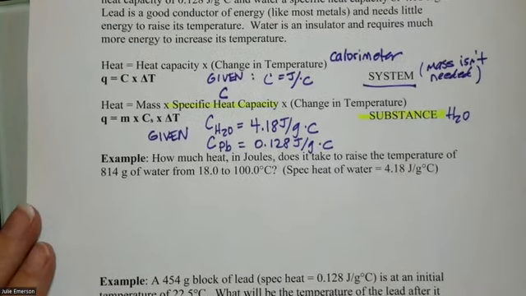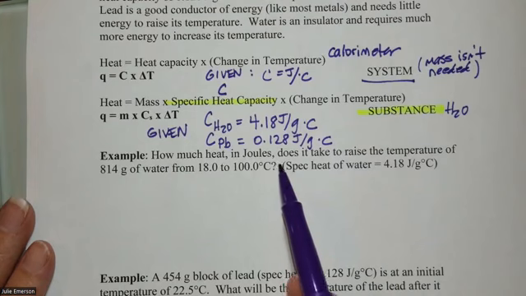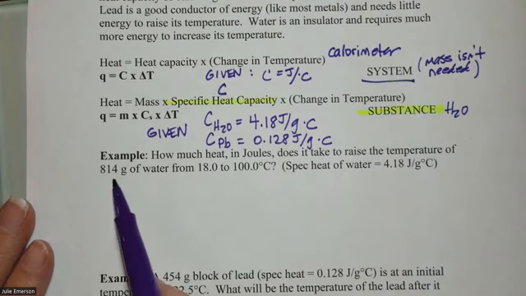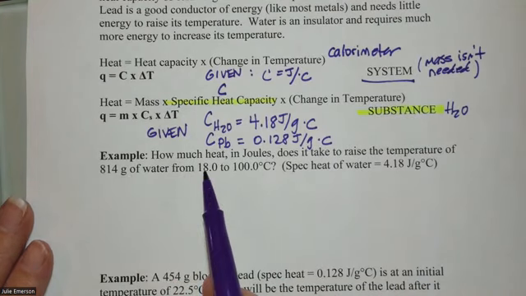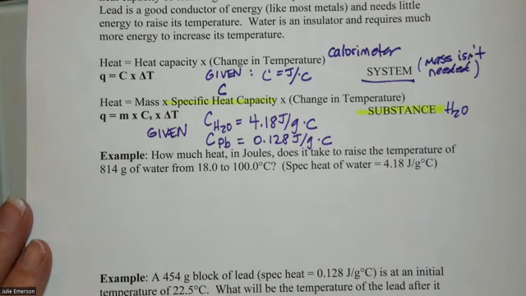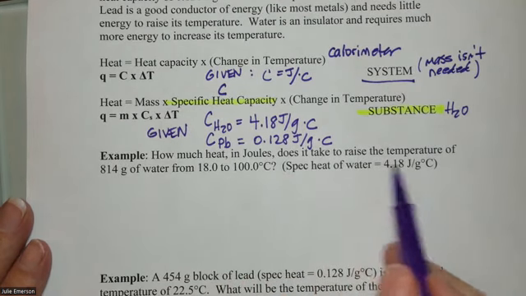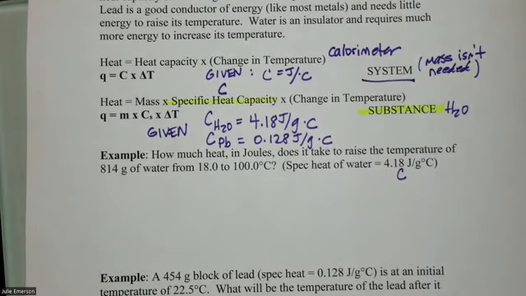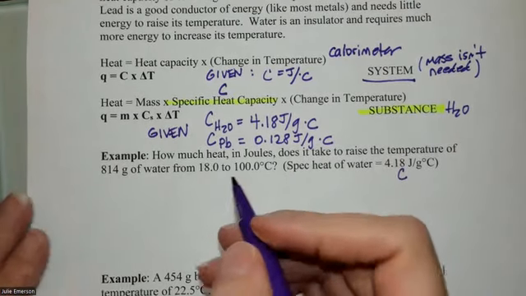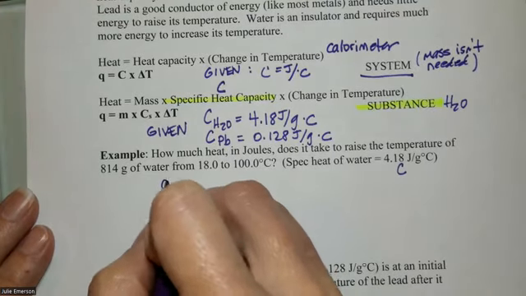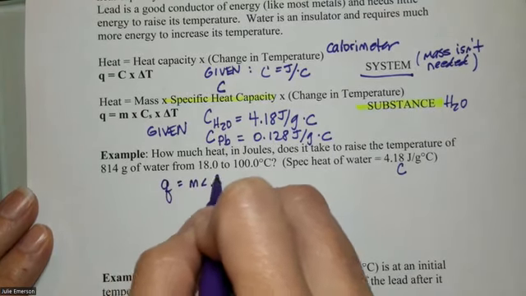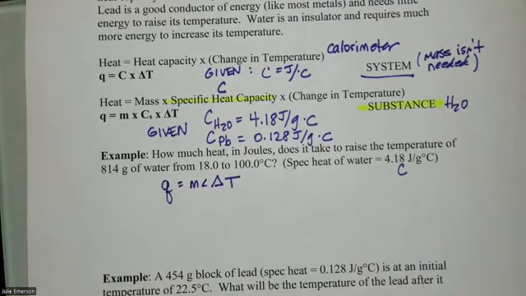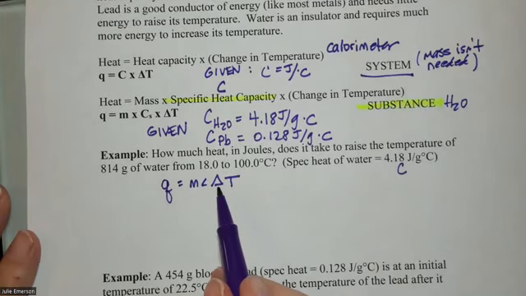So here's our first example. How much heat in joules would it take to raise the temperature of 814 grams of water from 18 to 100 degrees Celsius? There's that constant, the heat capacity for water, our 4.18 joule per gram degree Celsius. So this is our formula: Q equals MC delta T. I always call it the MCAT formula, because it kind of looks like MCAT. It's just that's not an A, it's a delta sign.